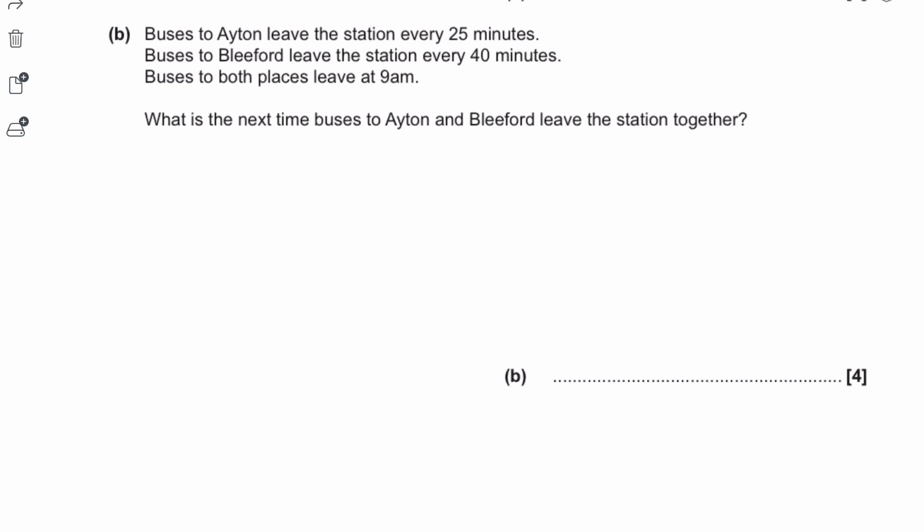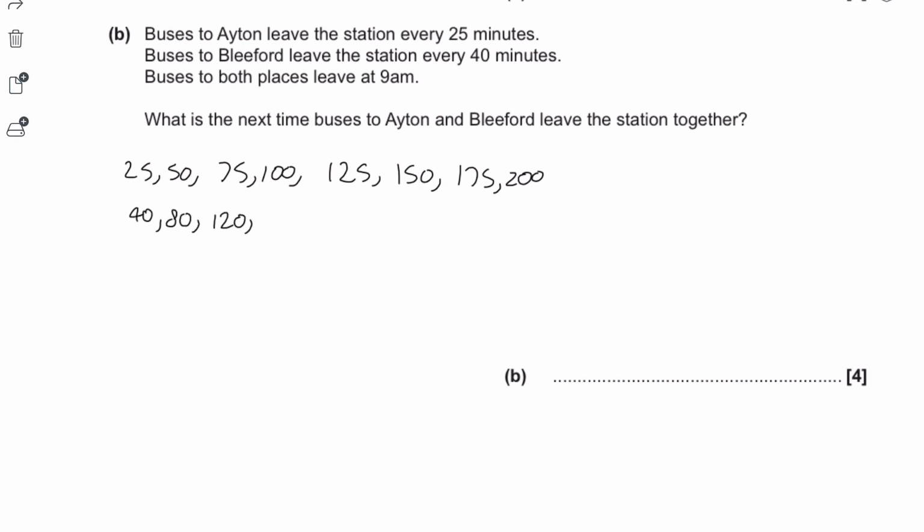One way to do that is to simply list out multiples of each until you find one that matches. So 25, 50, 75, 100, 125, 150, 175, 200, and for Bleaford it would be 40, 80, 120, 160, 200. These both match, so that would be 200 minutes. 200 plus 9 a.m. is 3 hours 20, so that would be 12:20 p.m.